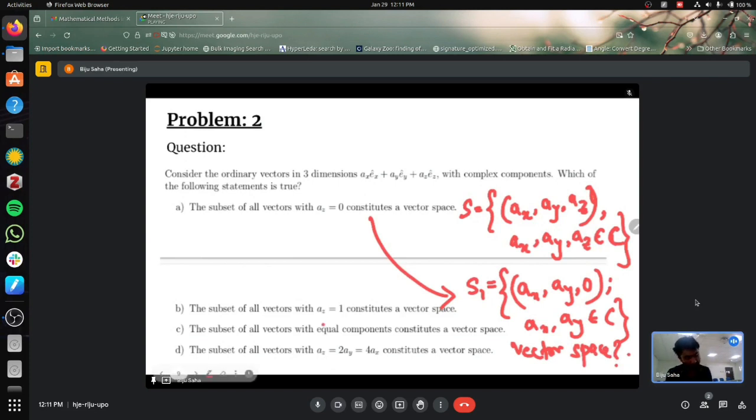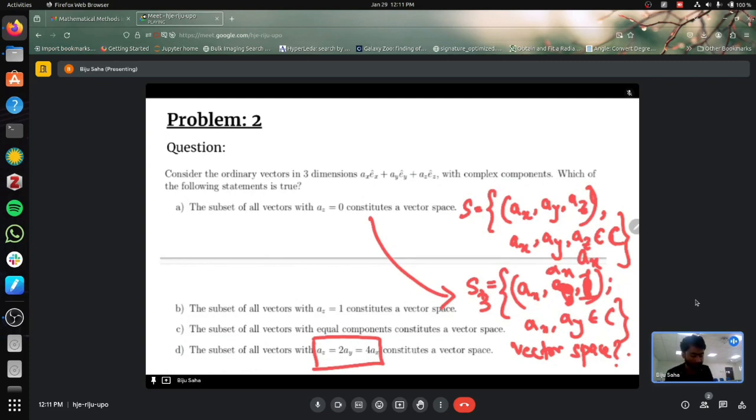Now the second option is, if we replace az with 1, is this subset a vector space? Or if all of these have equal components, that is, ax, ay, and az are all equal to ax, whether that forms a vector space, that will become a third subset. Or if they have some kind of relation between them, whether that forms a vector space or not.